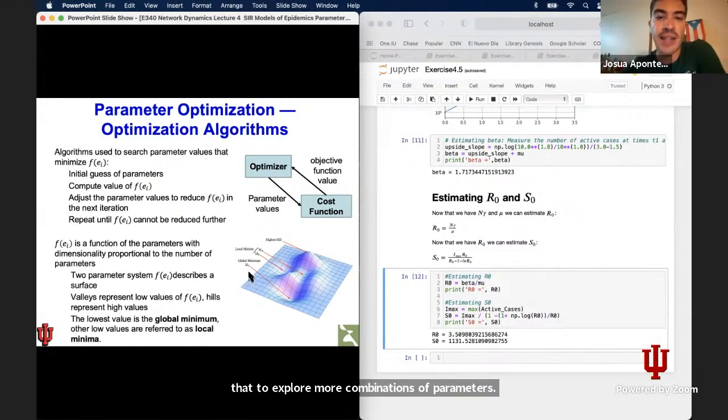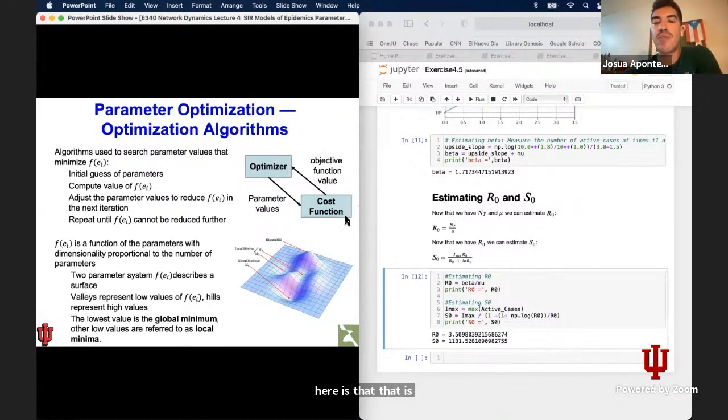Okay, and again, this is very conceptual at this point, but as we work with it, I promise it will become more obvious. The central idea here is that there is a two-way relation between the optimizer and your cost function, right?